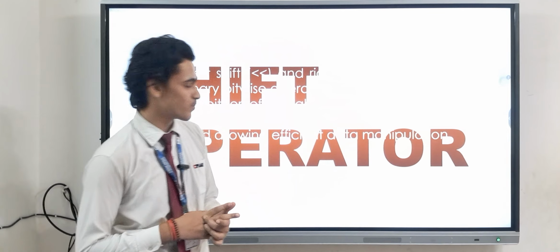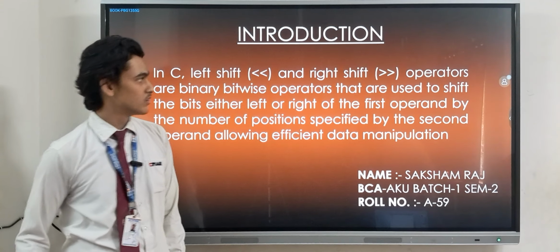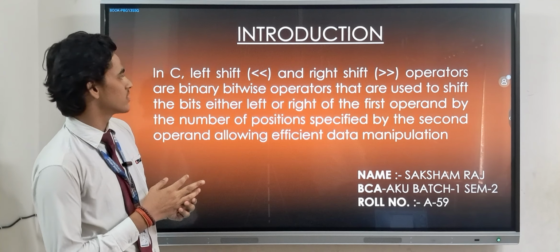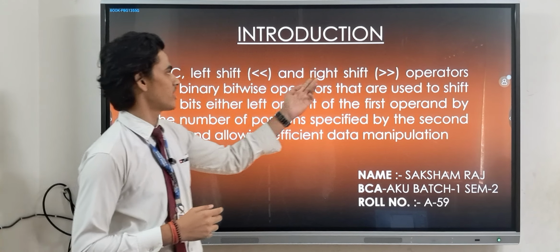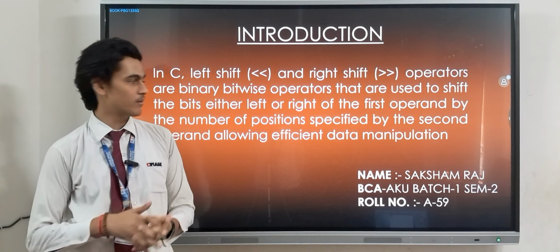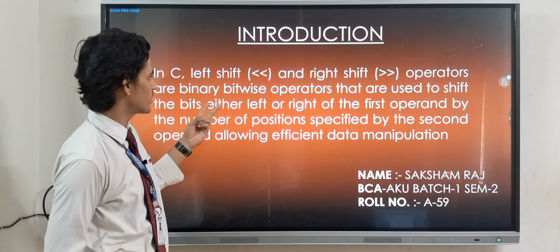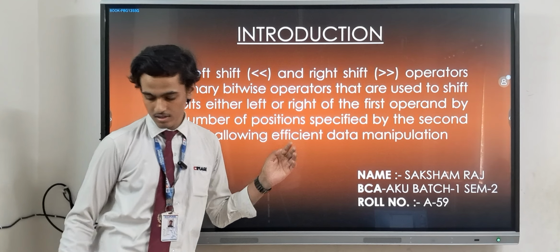The topic is shift operators in the C programming language. There are two shift bitwise operators in C language, which are left shift and right shift. These are their symbols, and they are used to shift the bits of the numbers according to the given number. They act on two operands as they are binary operators.